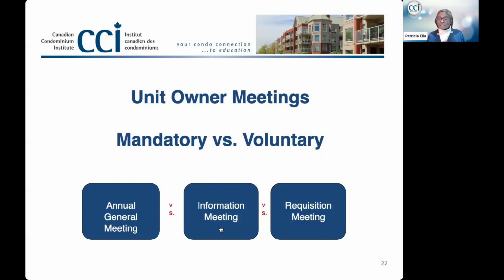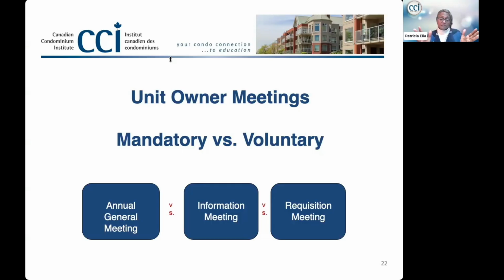And the requisition has to be in writing, signed by the requisitionist, state the nature of the business to be presented at the meeting, and be delivered personally or by registered mail to the president or secretary of the board or deposited at the address of service. It can also be that you're requisitioning the removal of directors.